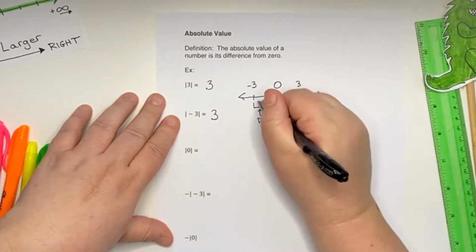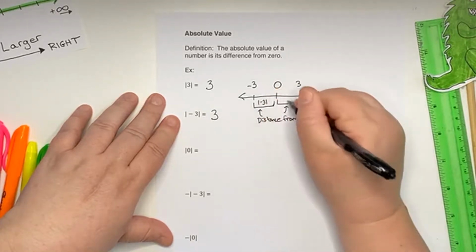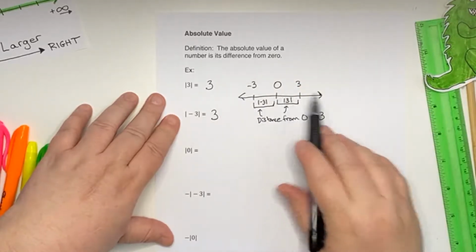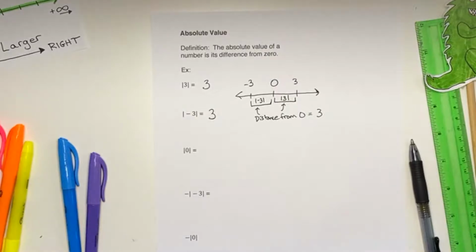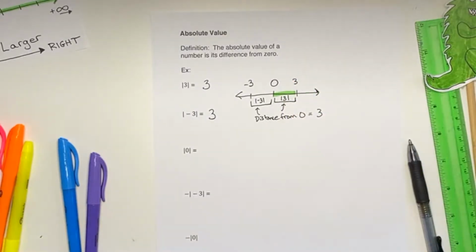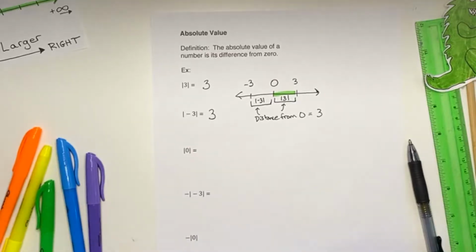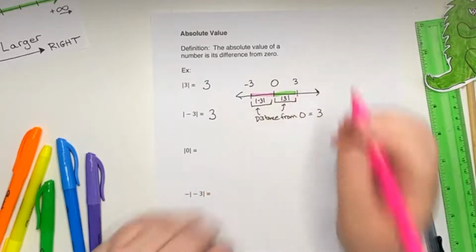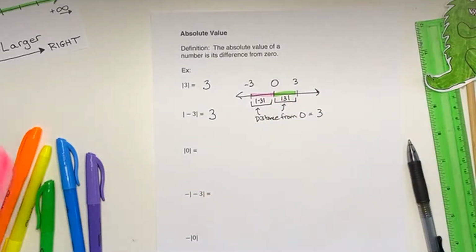So this is the absolute value of -3. This is the absolute value of 3 on a graph. This right here is the absolute value of 3. It's represented by that green segment. And the absolute value of -3 is represented by that pink segment. It is the distance from the number to the 0.